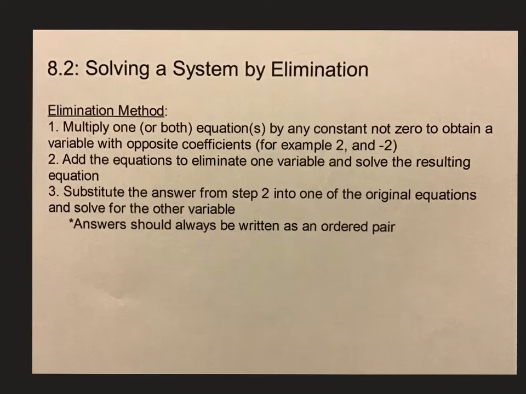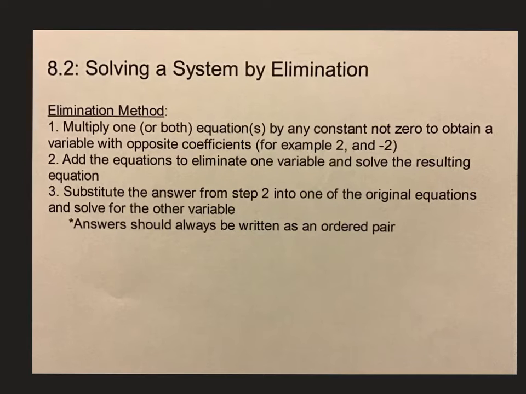When you're doing the elimination method, sometimes you're going to have to multiply equations by a number. You can multiply by any number, whole number, fraction, decimal, as long as you aren't multiplying by 0. It doesn't matter what you have to multiply by. But basically what you want is for one of your variables to be the same number, just with different signs. So like a positive 2 and a negative 2.